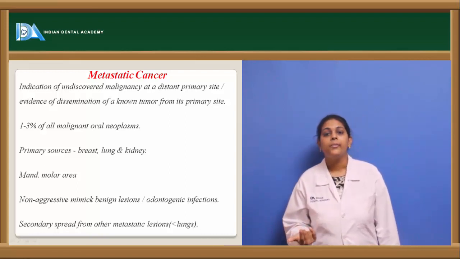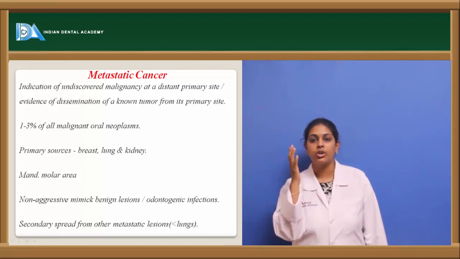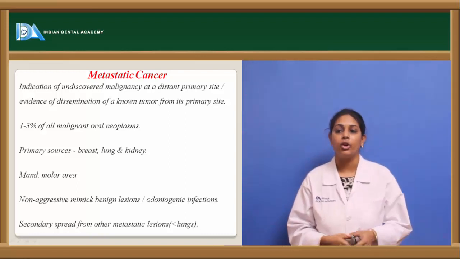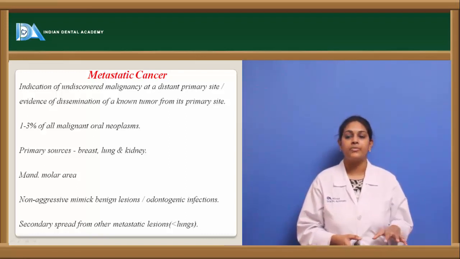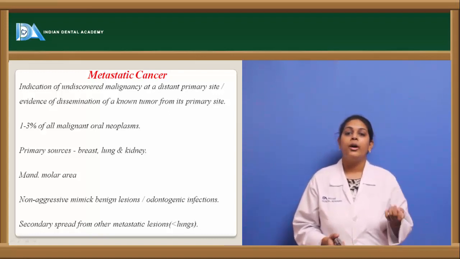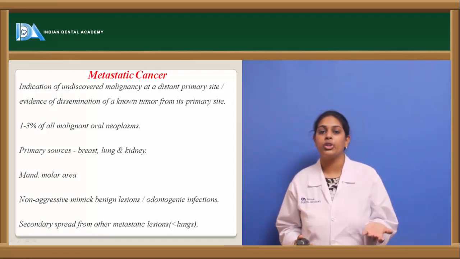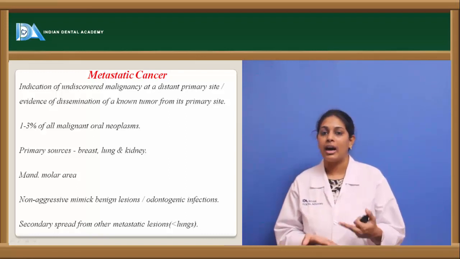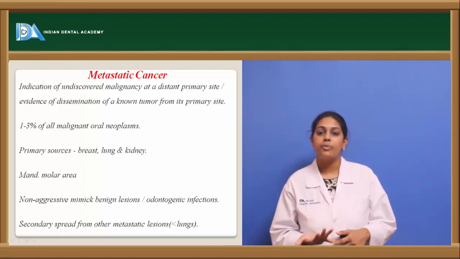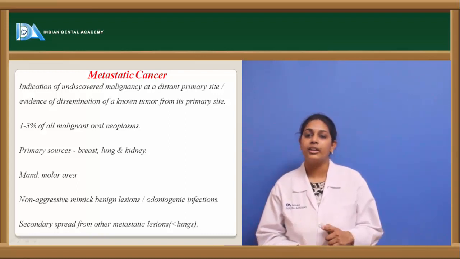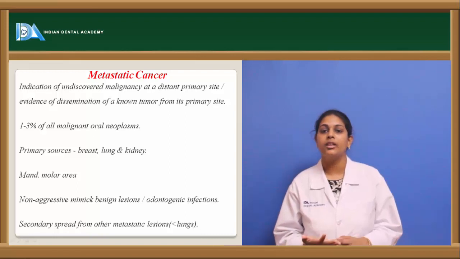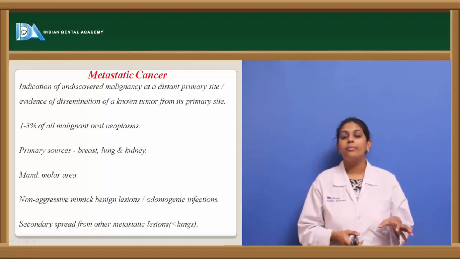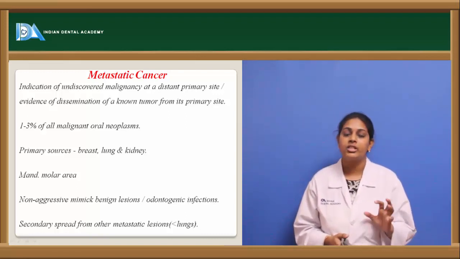Other than that, we also see that these malignant oral neoplasms constitute only 1 to 3% of all the malignant oral neoplasms. The primary source could probably be mostly breast carcinoma, which might reach the oral cavity, followed by lung carcinoma, which might spread to the oral cavity, and then next most commonly the kidney or renal carcinoma, which might result in oral cancer involvement. In the oral cavity, it is most commonly seen involving the mandibular molar region, which is the most common area for this cancer to occur.